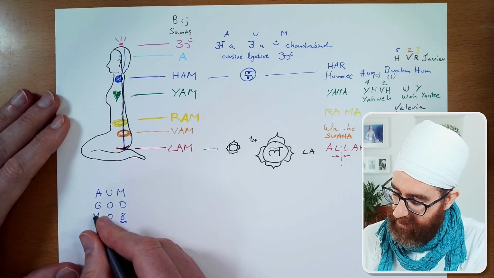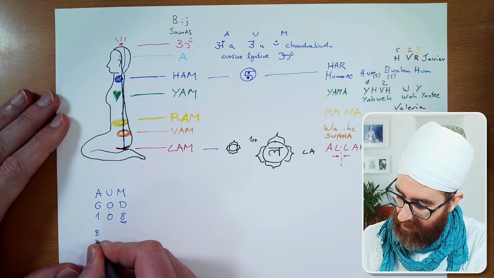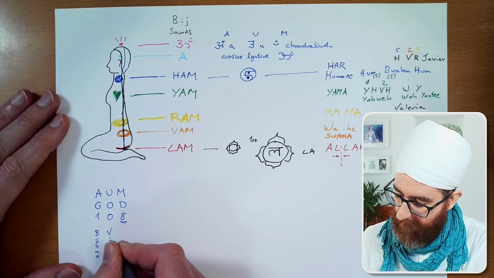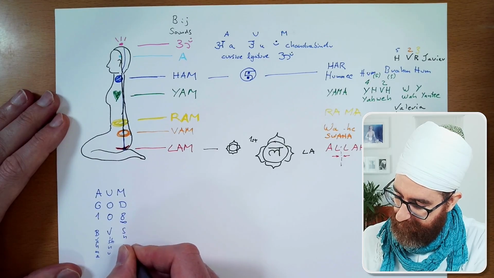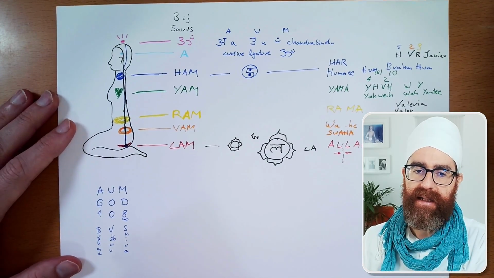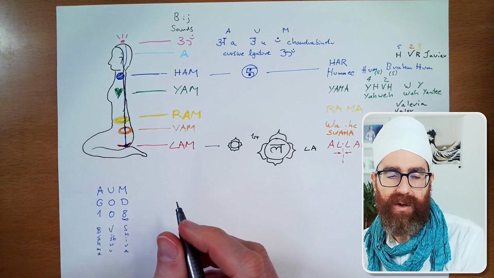We can associate these three parts as well to Brahma, Vishnu, and Shiva. Yeah, they're the generating, the organizing, and the destructive aspects. So all this is encoded within AUM.